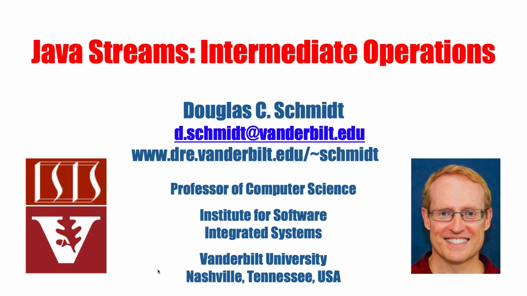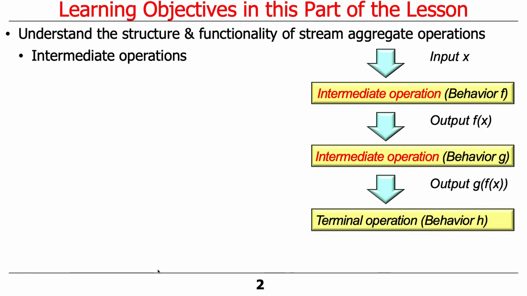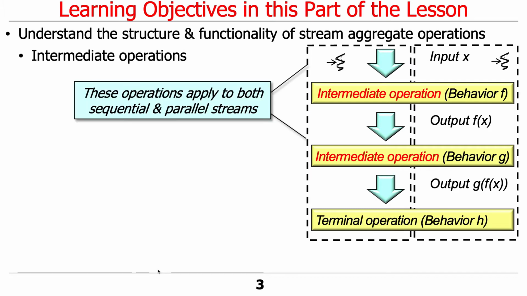So let's start talking about intermediate operations in more detail. You've already seen kind of what they do. They sit between the source and the terminal operation and can have various behaviors that will have some type of impact, either transforming or reducing or filtering the various elements as they flow through a stream.